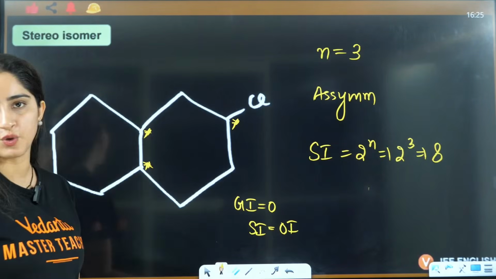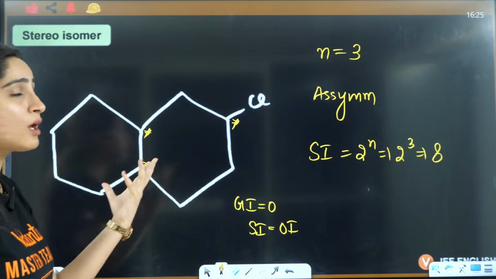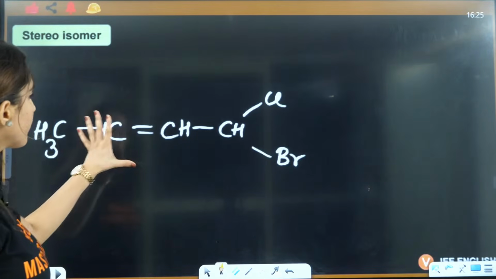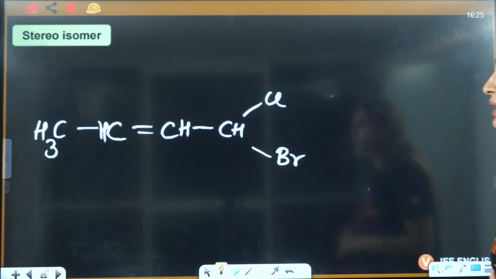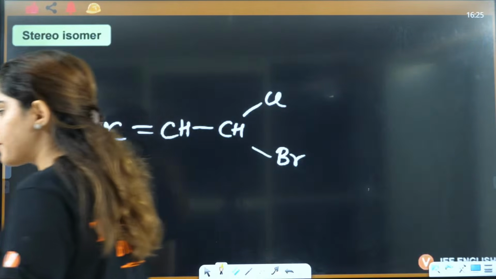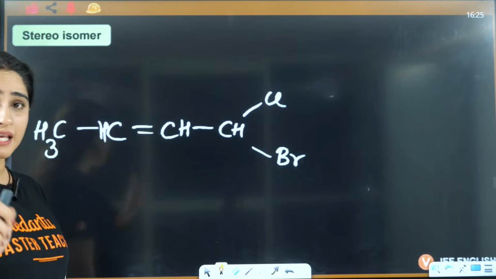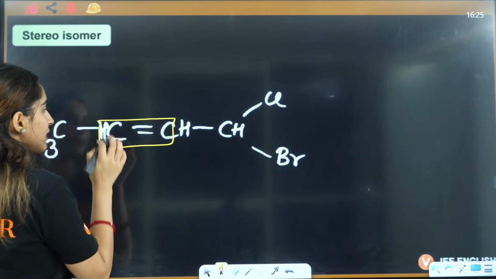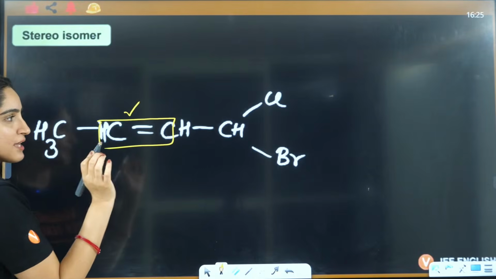Here GI is 0. There is no GI here, right? There is no double bond here, right? So GI is going to be 0 here, right? Okay, what about this one? If you see this here, guys, you have to see GI sites also. Firstly, this is the double bond, that is H and CH3 is different, H and this whole group is different, so this is a GI site.